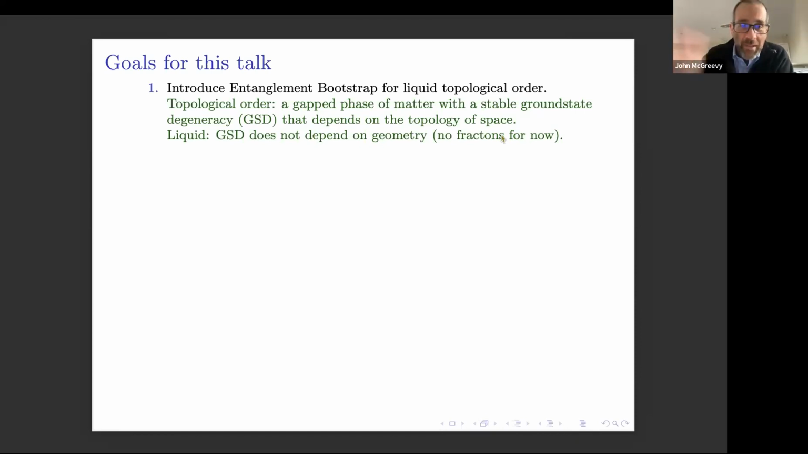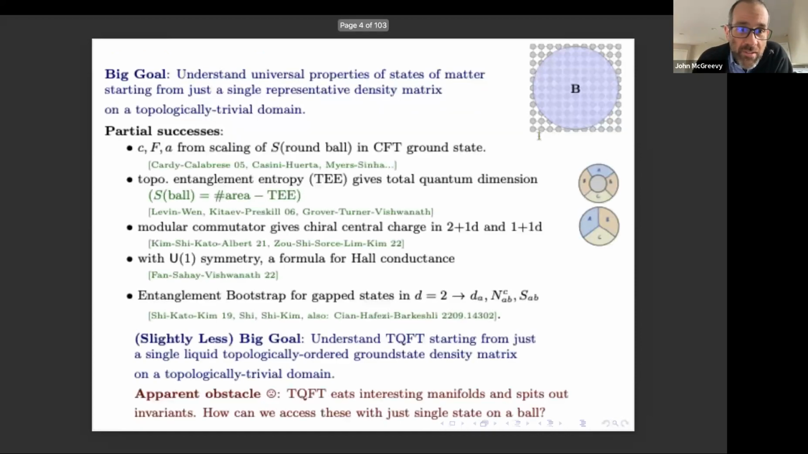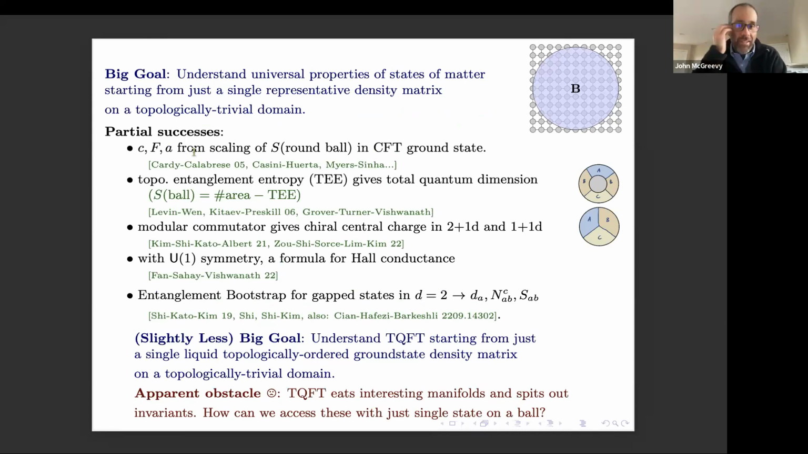Yeah, right. I agree. I'm glad that you find this statement surprising. My best answer to that question is, here's some evidence that there is at least some set of universal information about these states of matter that can be extracted from the density matrix of a ball. And I guess you could say it's a hope. I think the best word is principle.